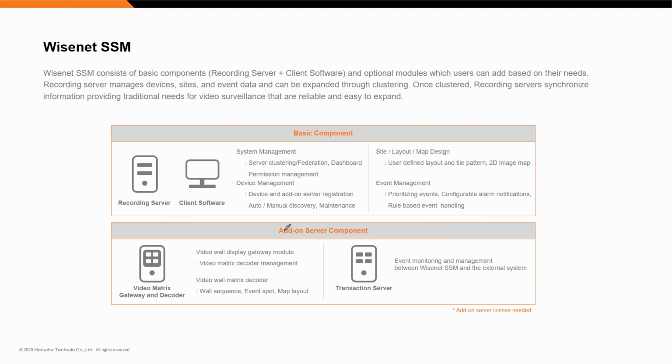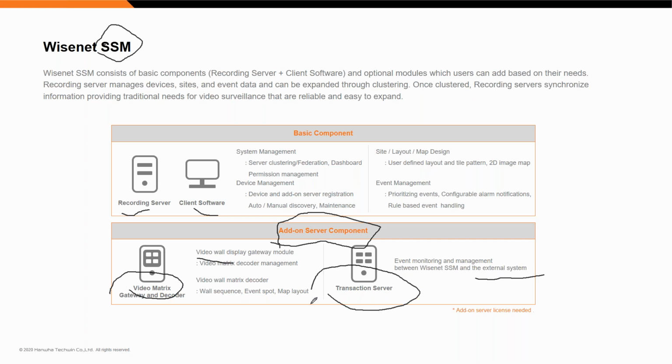All right, so I was talking about the SSM, and there are two components in SSM: the recording component and the client application component. Additionally, you can expand your video management with optional features like video wall. It is also referred to as video matrix. You can also expand with integration with third-party systems. We call it transaction service. Simply, it is integration with access control or a third-party system. We call it a transaction. Now, when you buy these additional functions, you may incur a separate license.